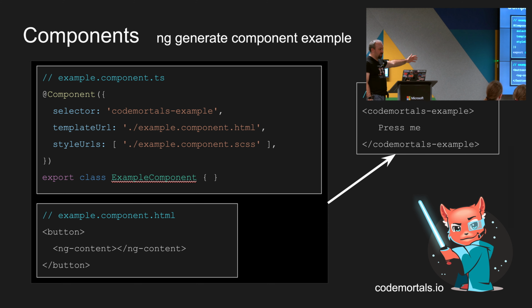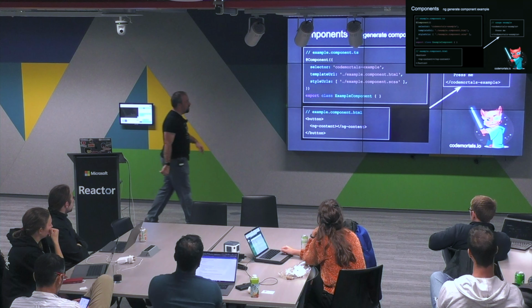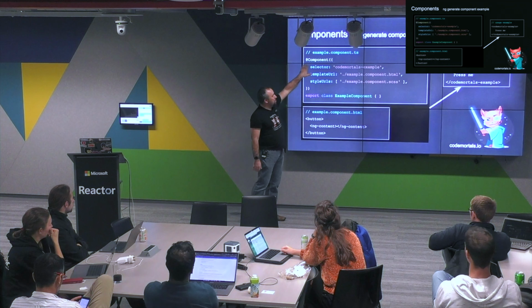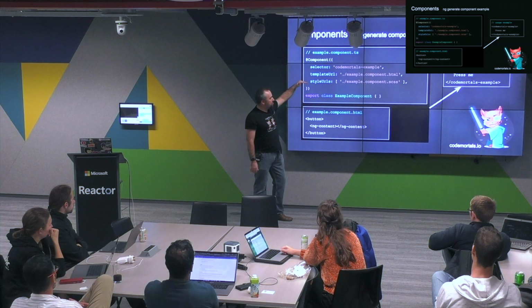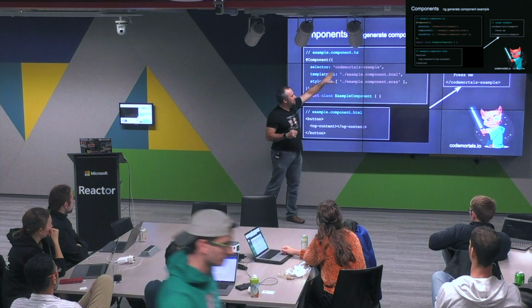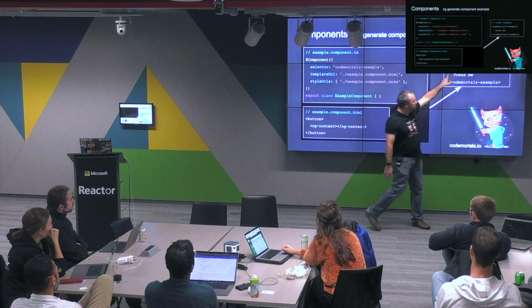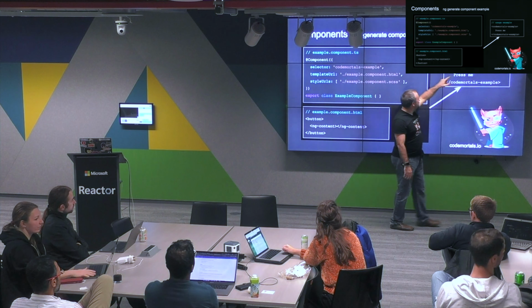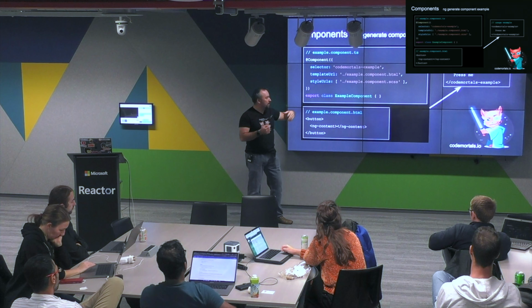But just for those that haven't built a component with Angular before, this is the template of getting something started. You would generally start with the component syntax. So this is Angular saying this is going to be a component, and you provide it with three things. The first one is this selector, and that's going to be what you use on the HTML. So over here you've got an example of using it. We're going to use that CodeMortals example that matches to this selector to find it on the HTML to say this is what we want to use.